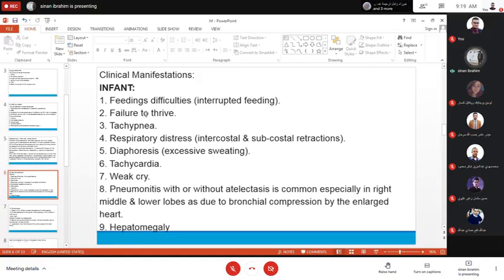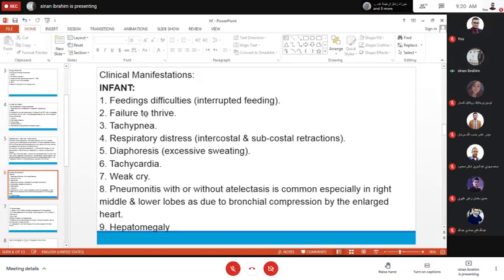Also, the patient will be tachypneic and with respiratory distress. We will see costal and subcostal retractions, and even in severe dyspnea will develop grunting. And as we said previously, diaphoresis, excessive sweating, usually on exertion, on feeding, on crying, and at a later stage, even at rest, will be with excessive diaphoresis.